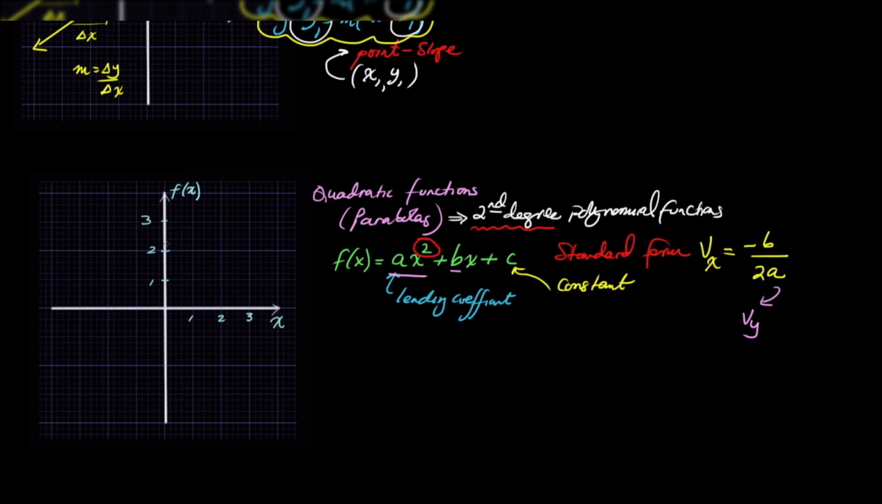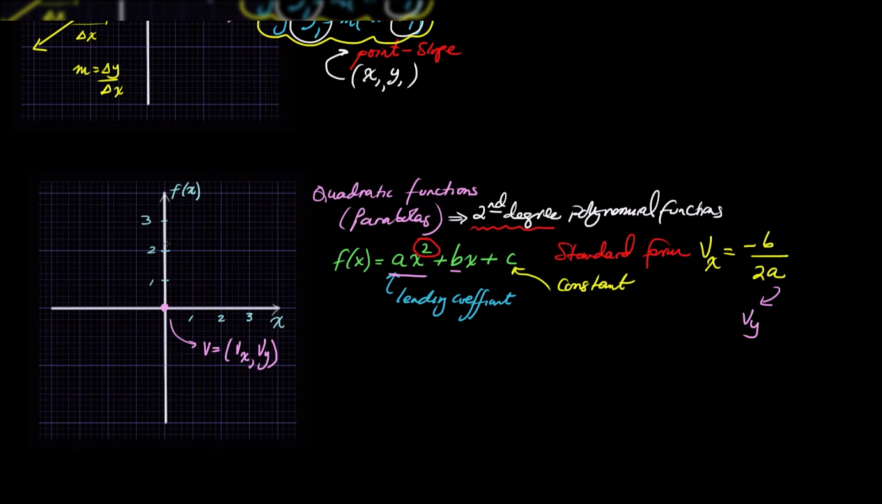The vertex, if you remember, is like this. Let me just draw it over here, the vertex, and the vertex has two components: the x coordinate of the vertex and the y coordinate of the vertex. So the ordered pair of the vertex is the Vx and the Vy. And the way you find the Vx is by this rule that we know in the standard form. So this is the standard form of the quadratic function.